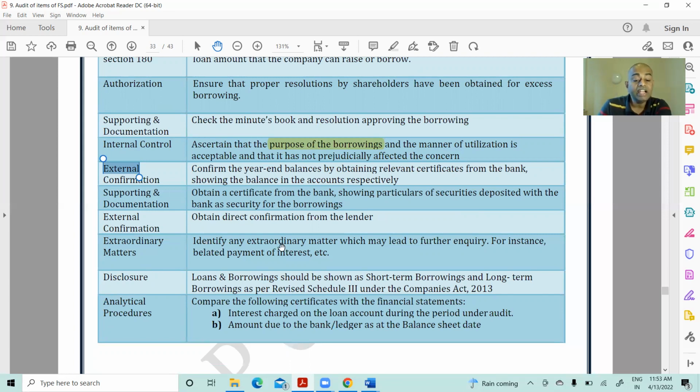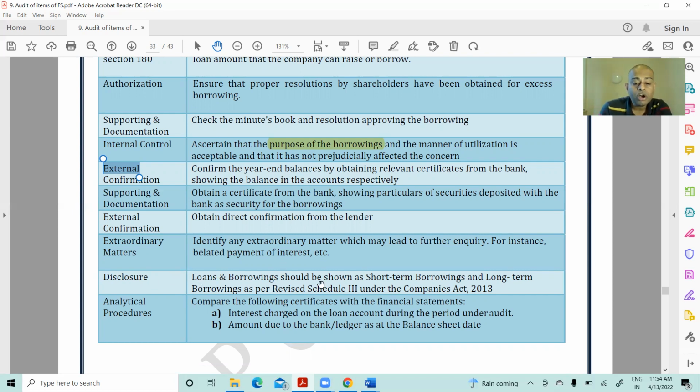Extraordinary matters. Identify any extraordinary matter which may lead to further inquiry. For instance, belated payment of interest, etc. That means payment of loan installments is not regular. Why is it not regular? In case of something like lease payments or hire purchase, if you are not paying that properly, the lessor can come and take his asset away, no? If it is a bank and you are not paying interest or principal amounts regularly, they may, after giving appropriate notice, auction the property. So that also the auditor will verify.